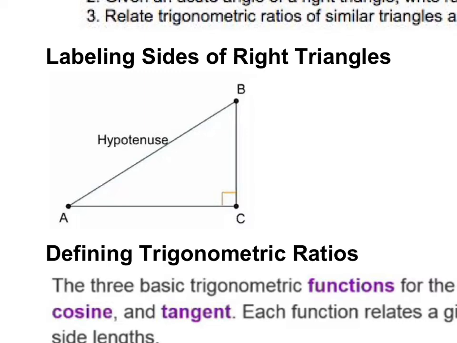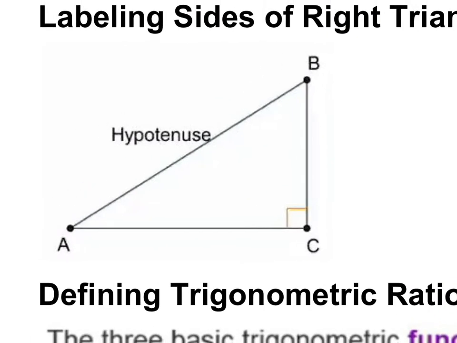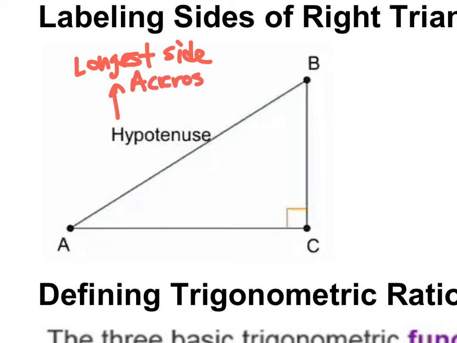In a right triangle, the first thing I have is this longest side called the hypotenuse. I'm always going to label this: the hypotenuse is the longest side, and it is always across from the right angle. So it's always this long side, and it's always across from your right angle here.